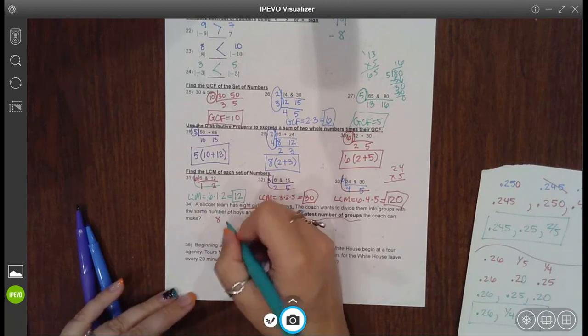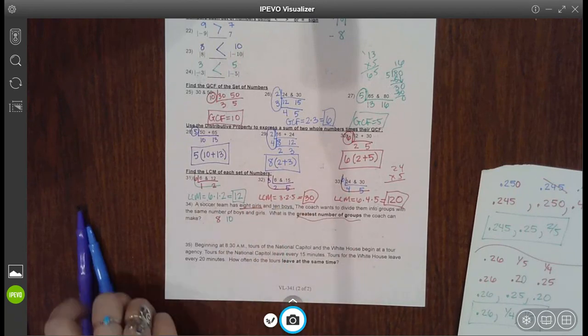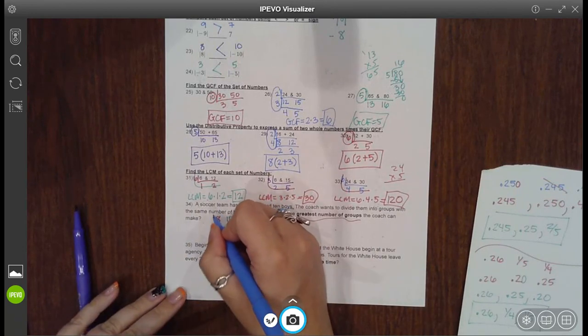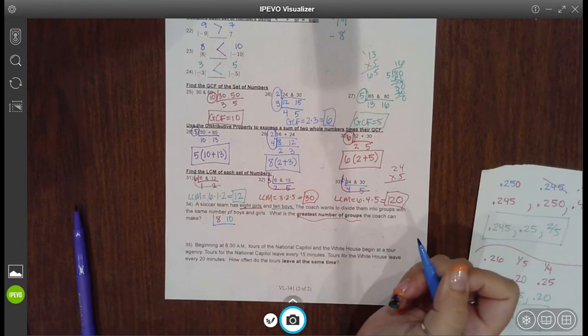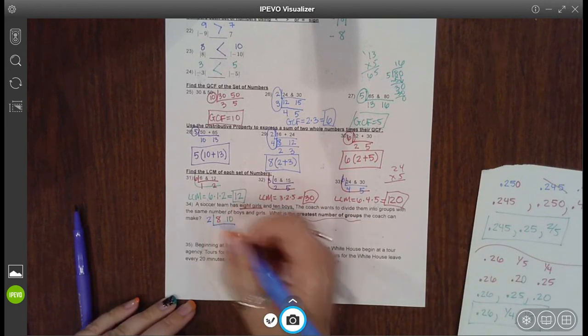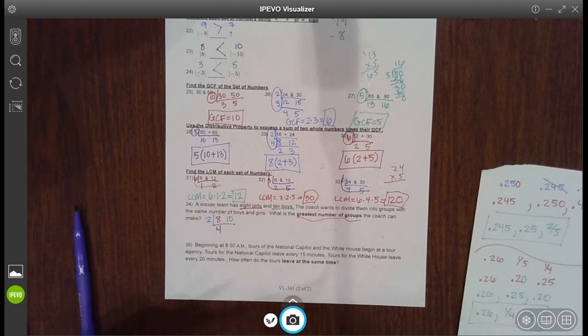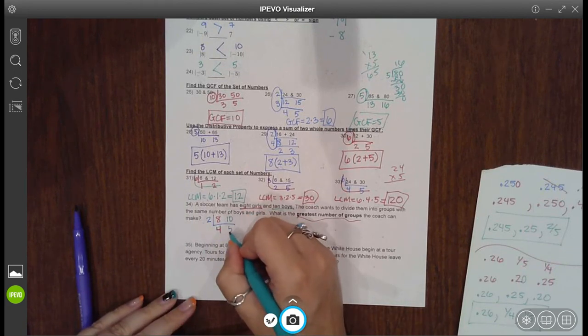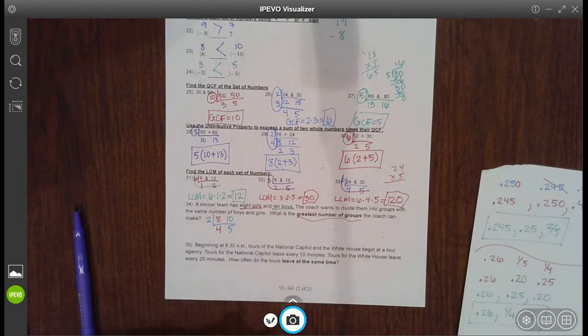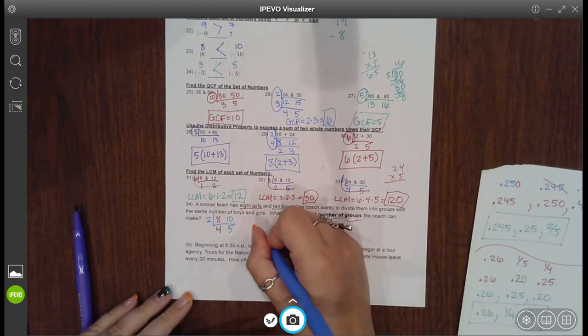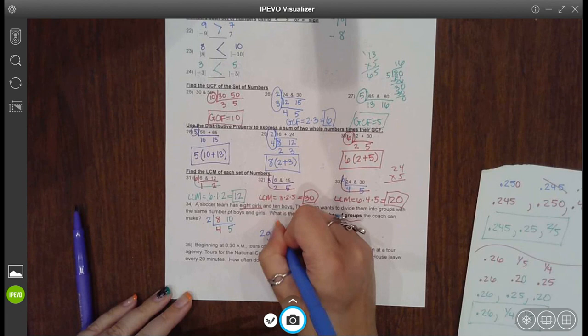So 8 and 10. Okay, I'm going to go ahead and pull out, they have a 2 in common. 2 times what is 8? 4. And 2 times what is 10? 5. I can't keep going. So my answer is the biggest amount of groups I can have is 2.